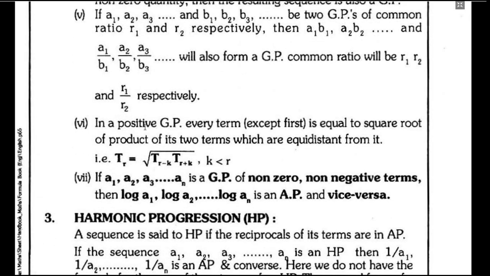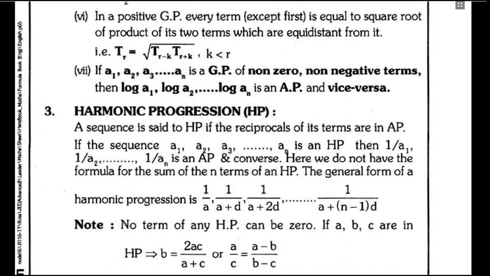respectively. In a positive GP, every term except the first is equal to the square root of the product of its two terms which are equidistant from it. Means, for a positive common ratio, TR will be equal to under root TR minus K into TR plus K, where K is less than R. If A1, A2, A3, up to AN is a GP of non-zero, non-negative terms, then log A1, log A2, log AN is an AP and vice versa. If log A1, log A2, log AN is an AP, then A1, A2, A3 will be in GP. Vice versa means just the opposite.